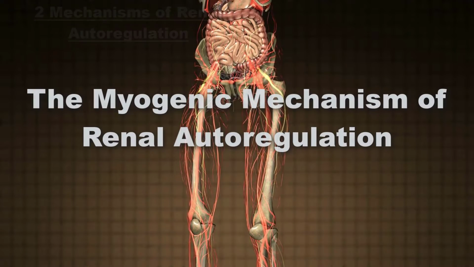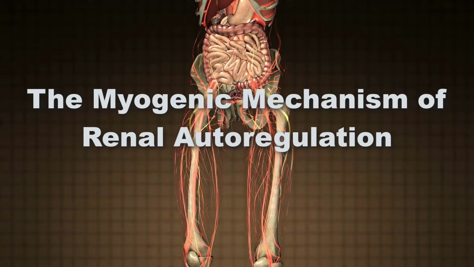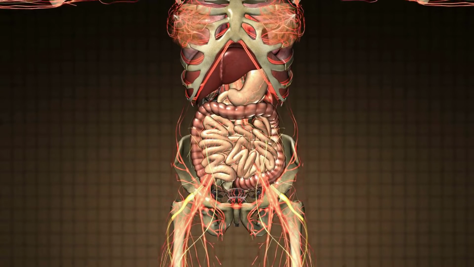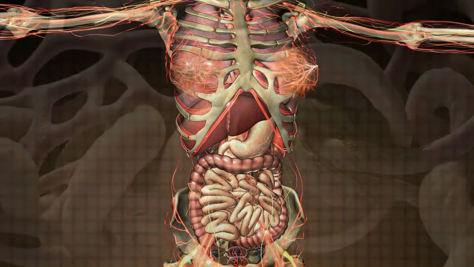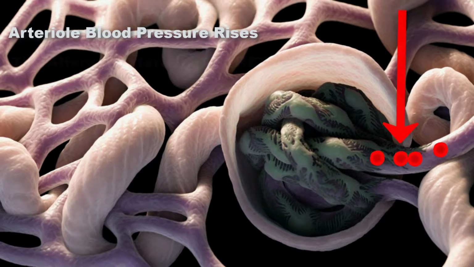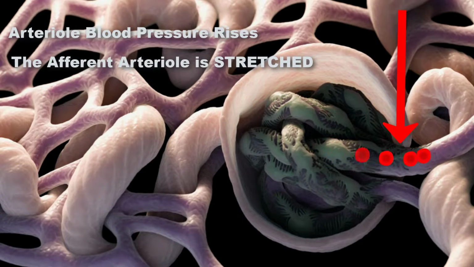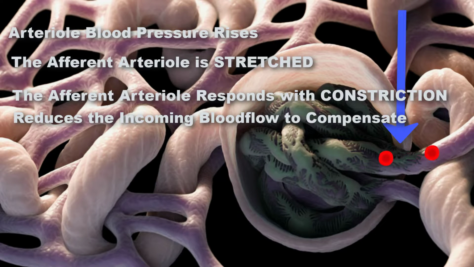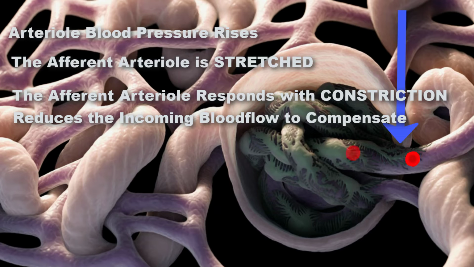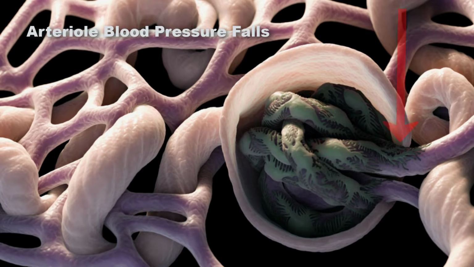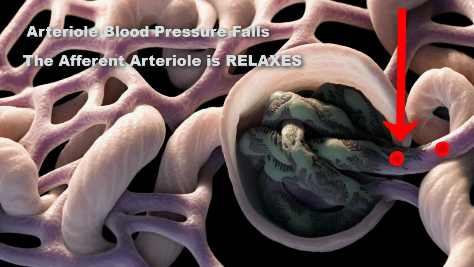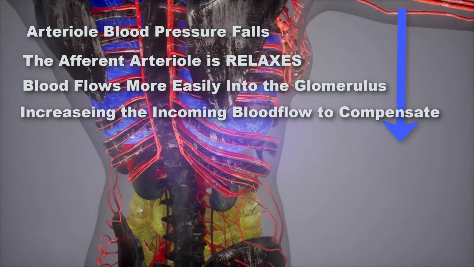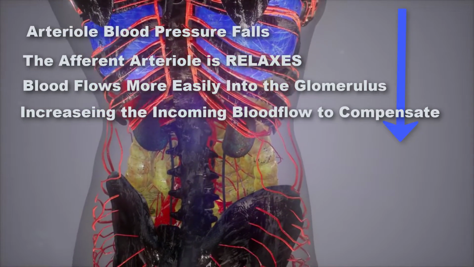The myogenic mechanism of renal autoregulation. This mechanism of stabilizing the glomerular filtration rate is based on the tendency of smooth muscle to contract when stretched. When arterial blood pressure rises, it stretches the afferent arteriole. The arteriole constricts and prevents blood flow into the glomerulus from changing very much. Conversely, when blood pressure falls, the afferent arteriole relaxes and allows blood to flow more easily into the glomerulus. Either way, glomerular blood flow and filtration remain fairly stable.